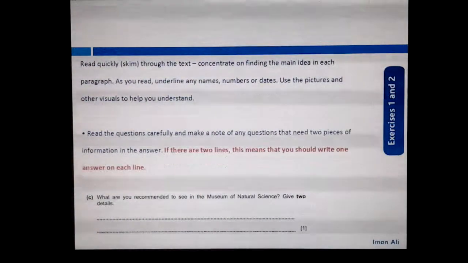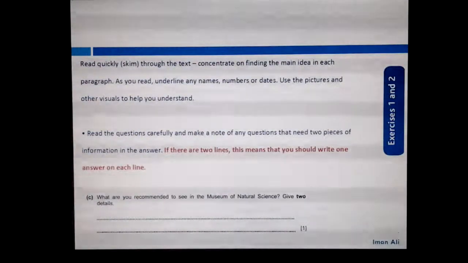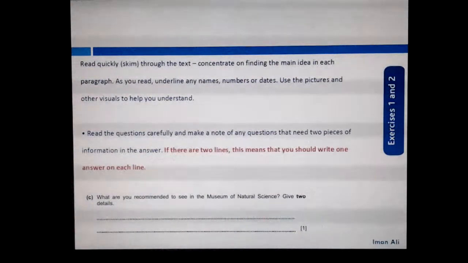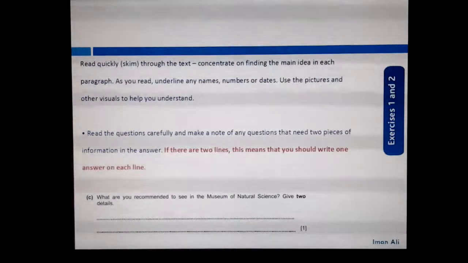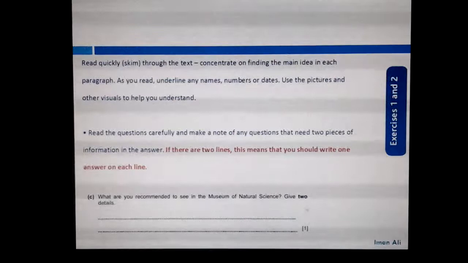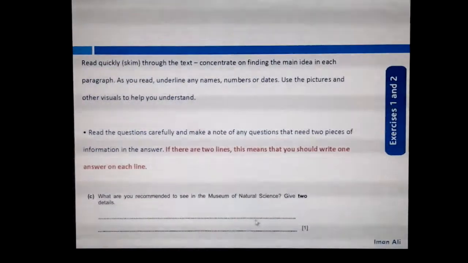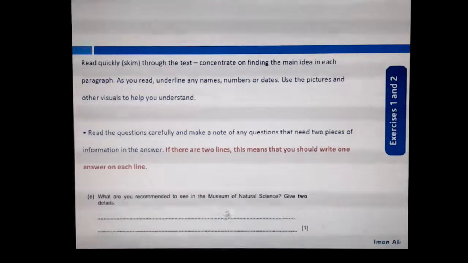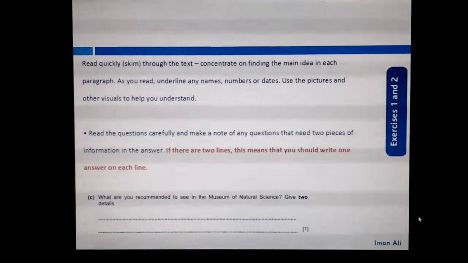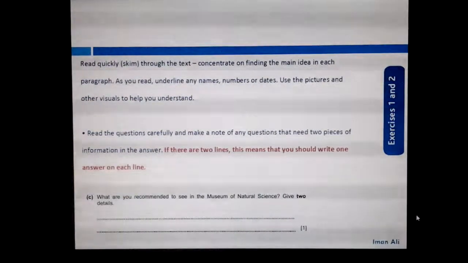First, always read quickly through the text, skim through, and make sure you underline the keywords or the important information you feel you should keep track of. Read the questions carefully. If they're asking you to write two details, make sure you write two details. And if they're giving you two lines, write one detail on one line and the other on the other line. But make sure you use those lines and you do not exceed the lines.